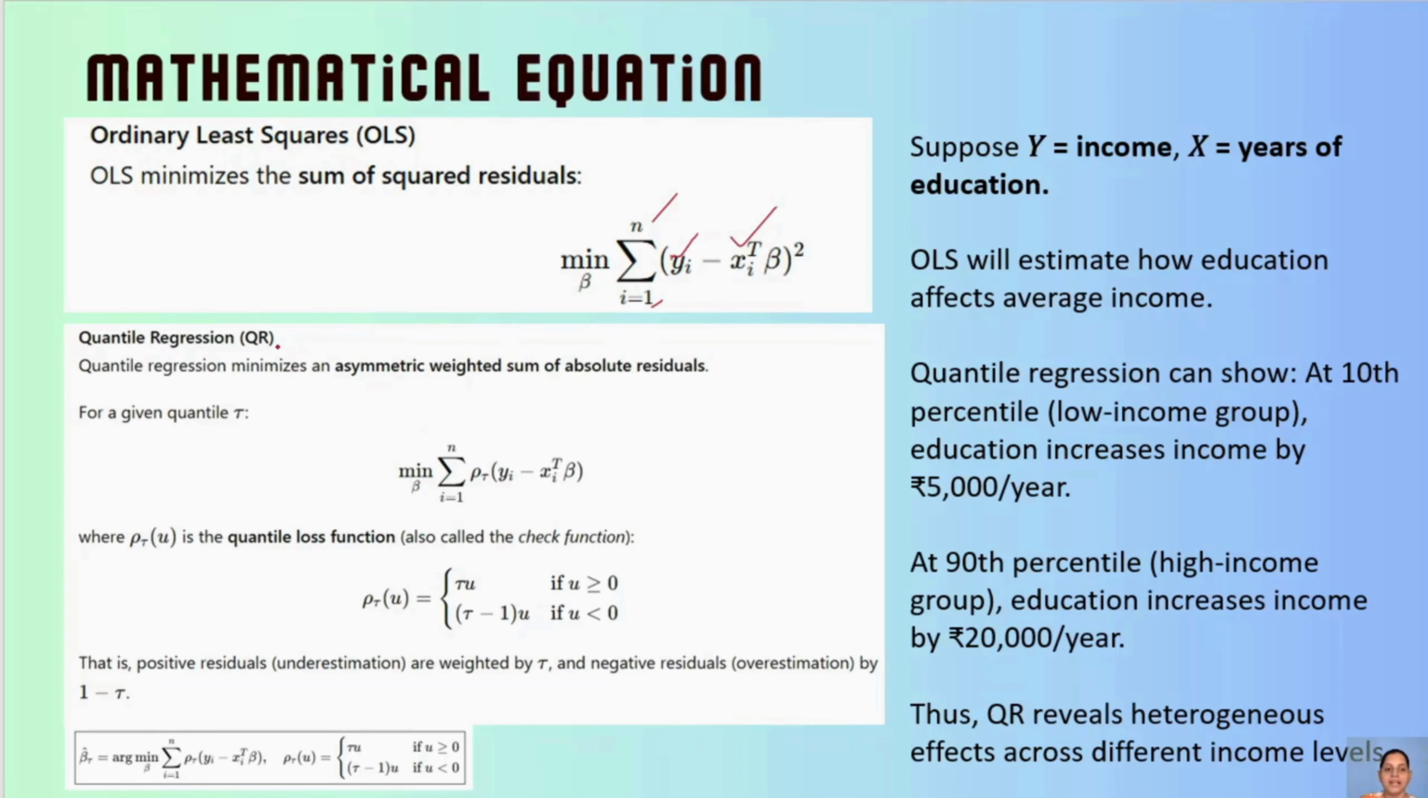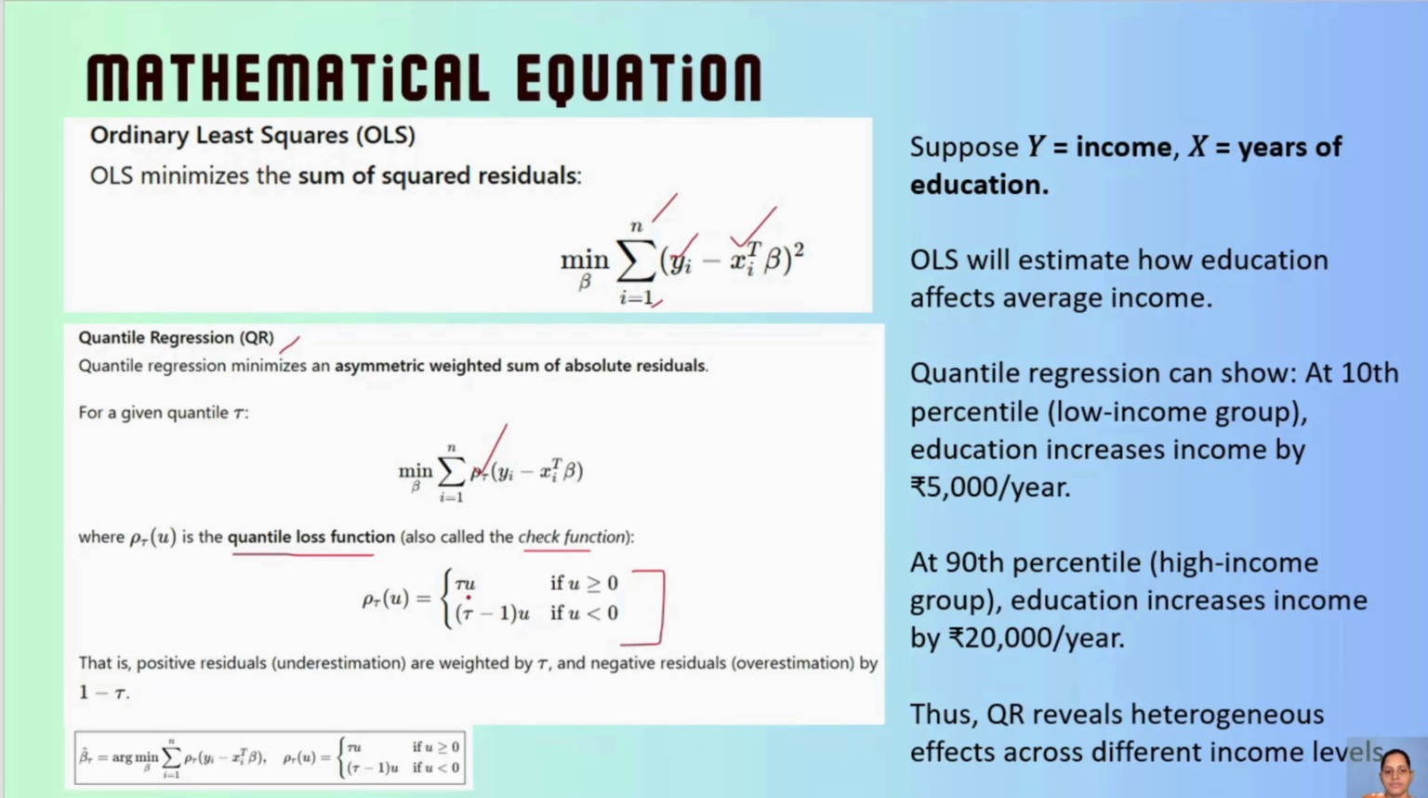Then in the case of quantile regression, there is a small change. We are minimizing the asymmetric weights of the absolute residuals. And what is the formula here? We are just adding this eta symbol. Eta is nothing but a quantile loss function, also called a check function. The quantile loss function is a metric which you are adding to the OLS, and it becomes your quantile regression formula. And these are the conditions on that.